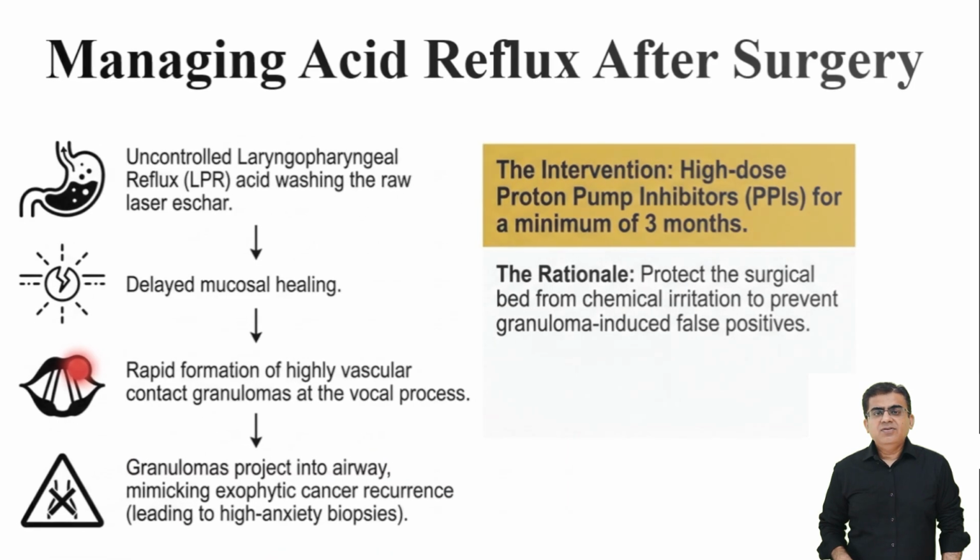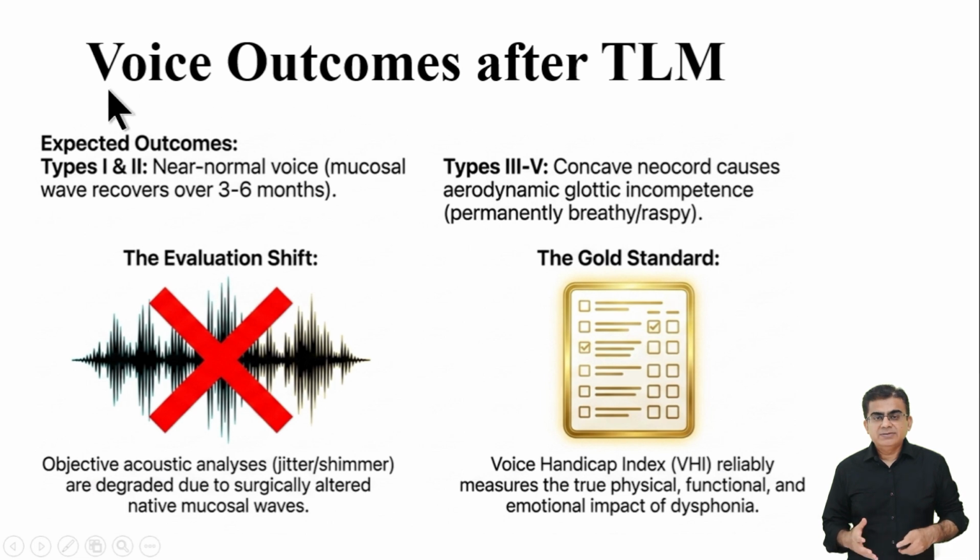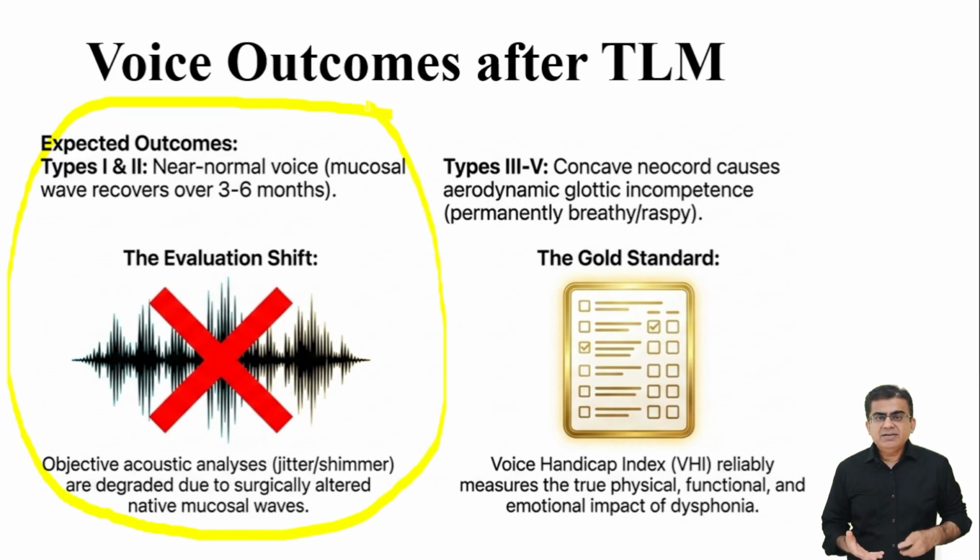Let us now look at the functional outcomes and how we truly evaluate the patient's voice. First, look at the expected outcomes for the superficial surgeries, type 1 and 2. Because the deep muscle is preserved, the delicate mucosal wave usually recovers very well over 3 to 6 months. These patients generally achieve an excellent near normal voice.